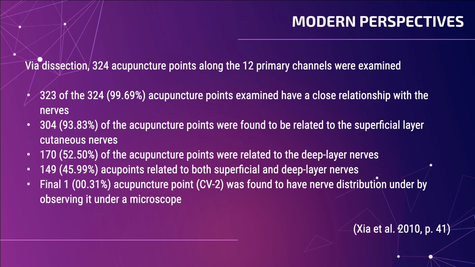And the final one acupuncture point, which is 0.31%, which is Ren 2 or conception vessel 2, was found to have nerve distribution by observing it under a microscope. So essentially all of the 324 acupuncture points that they examined all had a close relationship with nerves in the body.